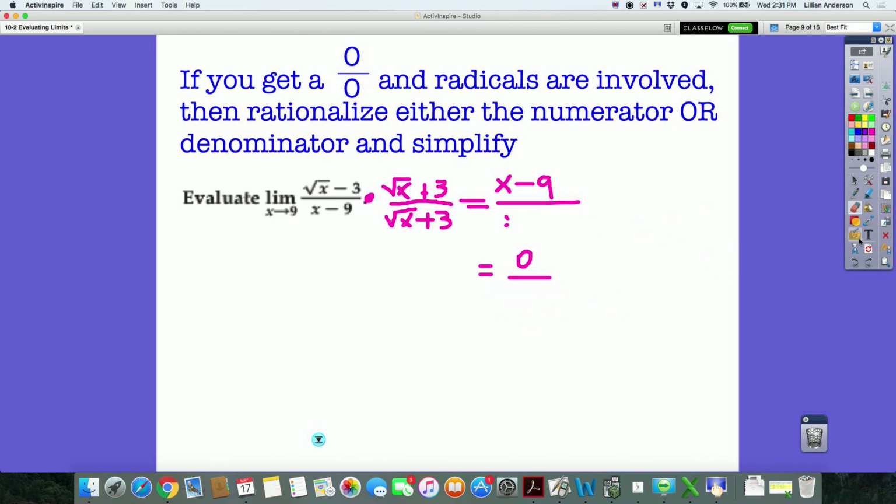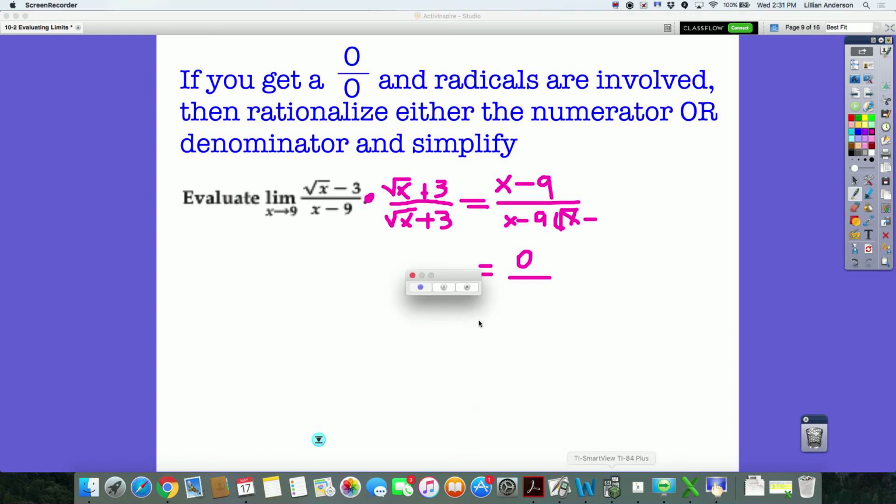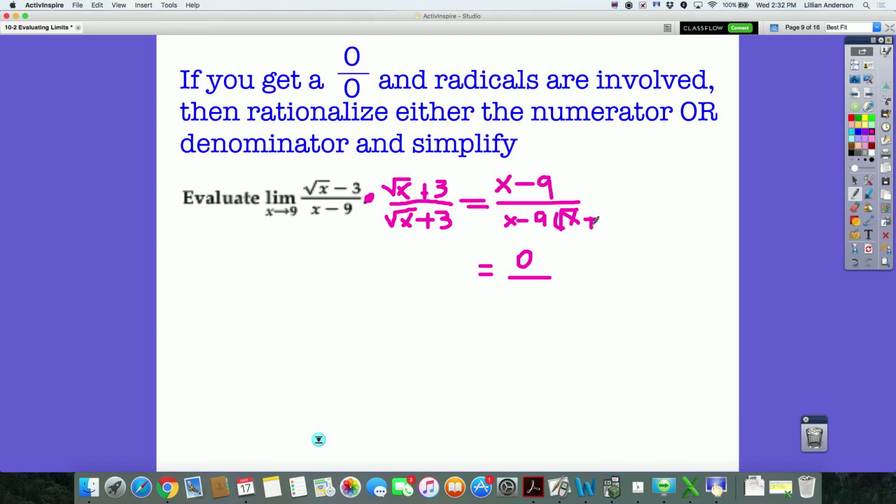Yes, you could. Good stuff. If we keep them separate, then that's 9 points. So then, yes, those will cancel out. So then you'll be left with 1 over the square root of x plus 3. So when you go to plug that in, what do you get now? One over 6, and that's your answer.